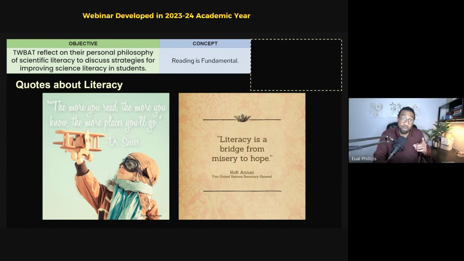But does it really matter what others are saying? Because it's about what you, the teacher, have to say about literacy. And it's not just what you say about it, it's how you say it. How are you delivering the concept of literacy to your students?